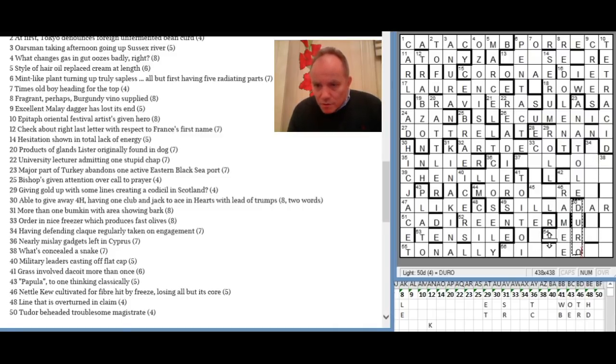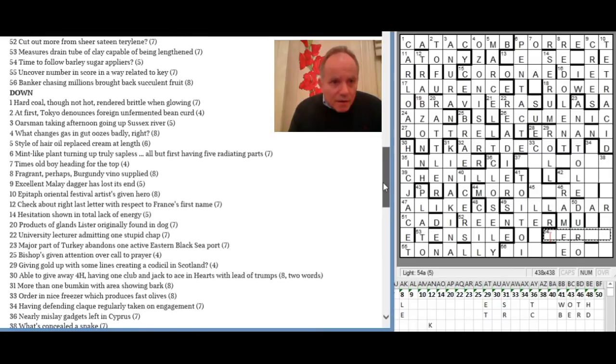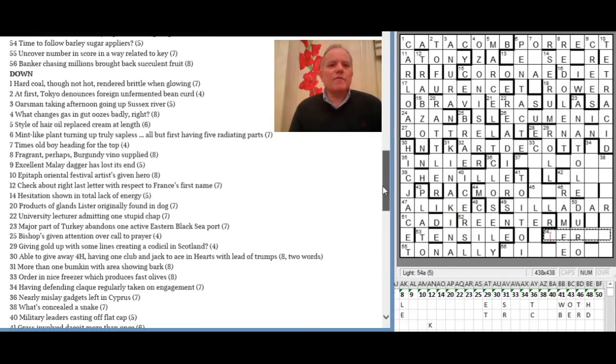Okay, 54 across. Might not have looked at it yet. Something ER. Time to follow barley sugar. Appliers. Well, appliers, there must be something wrong with that. On the other hand, I don't quite know what's wrong with it. Time, T, surely, to follow barley sugar. I don't know. That's annoying. Right, 38 down.